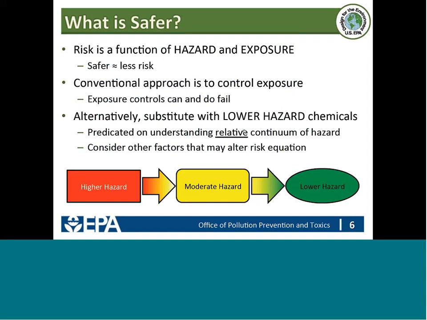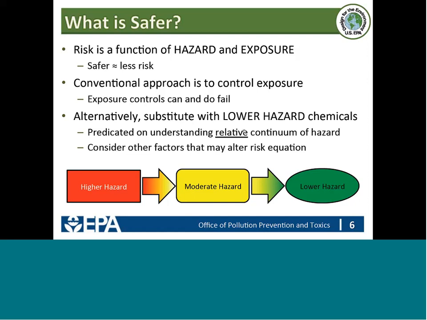So as I mentioned, what we're looking for are chemical alternatives that may be safer than chemicals that are currently in use. So this is an important concept to understand, what we mean by safer. Risk is a function of hazard and exposure, so safer is roughly equivalent to less risk. The conventional approach to risk reduction or risk management has been to control exposure. And that is a valid approach to risk reduction. But exposure controls can and do fail.